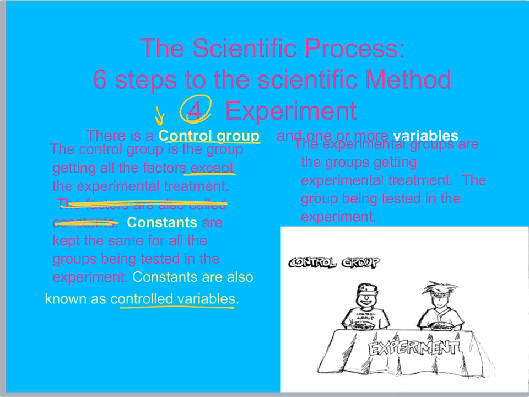So the 5 plants that did get fertilizer is going to go in your experimental group. So they're getting the experimental treatment. They get something extra.